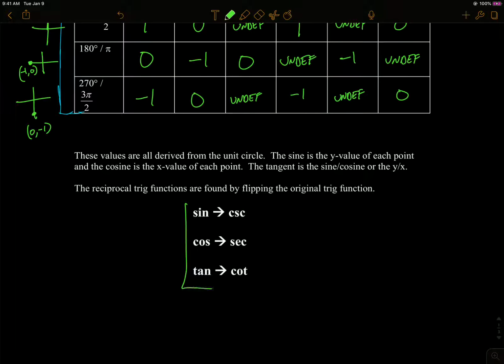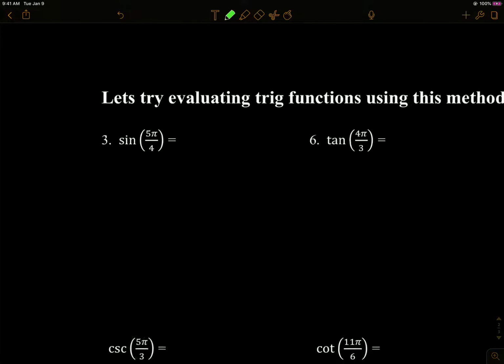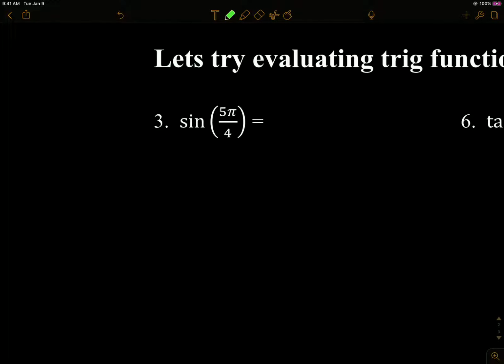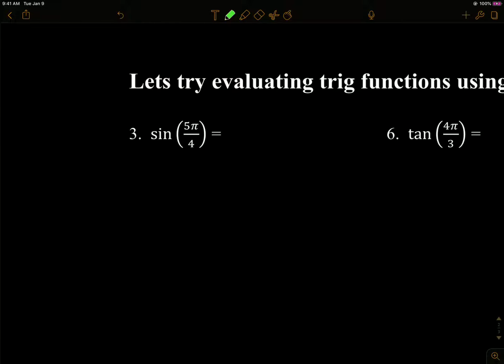All right, so these are all from the unit circle. Really, these are the ones you need to know, and we can get the other ones from flipping those values. That's really the way to do it. So let's try a couple. If I evaluate the sine of 5 pi over 4, first off, what I want to know is what is its reference angle?